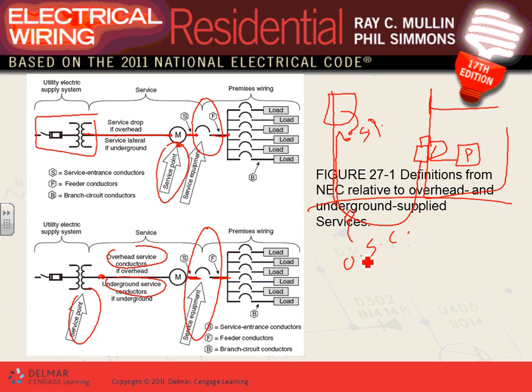Overhead service, this is underground, I'm sorry, underground service conductors. This conductor here will be service entrance conductors. And from here, this is my feeder. Now who cares? Can I get you guys to understand who cares about all this? If it's service entrance conductor or a feeder or service conductor, you own and operate.